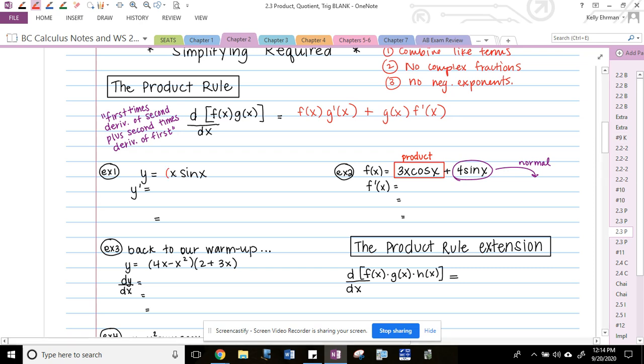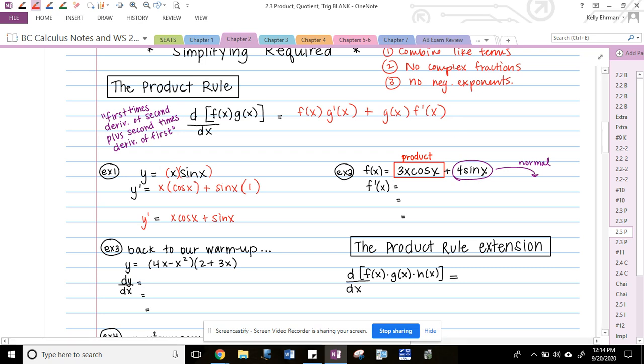So right now, y is equal to x times sine x. I would need the product rule here because I can't simplify this to not have it be the product of two things. So y prime should be the first function x times the derivative of sine x, that's cosine x, plus the second function, sine x, times the derivative of the first function, derivative of x is 1. And then my final answer for y prime would be just simplifying, so x cosine x plus sine x. There's nothing else you can do with that. There are no like terms, so that's the simplified version.